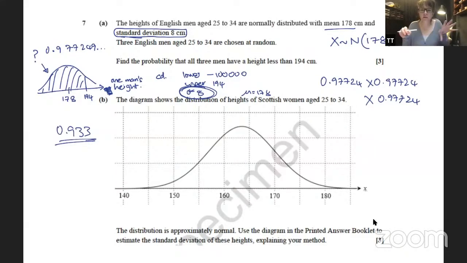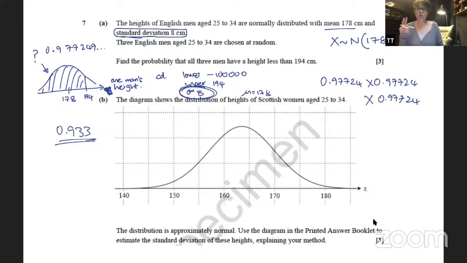So what they've done is kind of done a normal distribution and then snuck in a bit of probability. The probability of this and this and this is the probability of that times the probability of that times the probability of that, so long as they're independent events. Okay, let's move on to the next one.